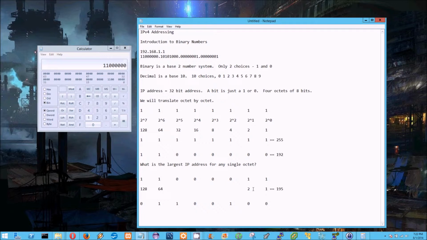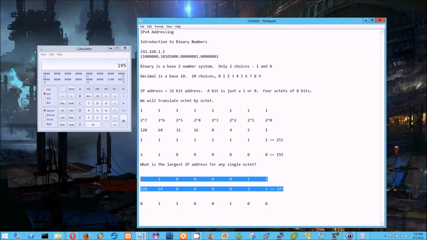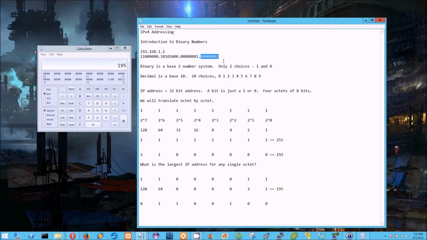Okay, let's fill in these zeros and check on the calculator and make sure we did everything right. All right, so we have 1 1 and then 4 zeros, 1 1. Let's do decimal, 195. Okay, do you see how we're getting that? This is the binary octet, the representation of these up here. Okay, and let's just do one more and we will finish it off.